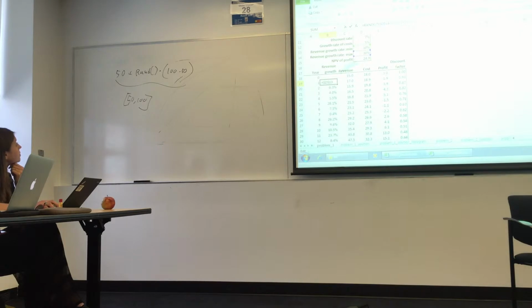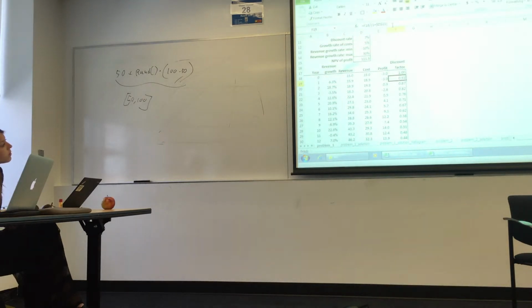And then the other stuff is the same. I'm just increasing my revenues. I have some costs that are just according to the model. I have some profit and I have some discount factor. The discount factor is according to D11, the 7%.